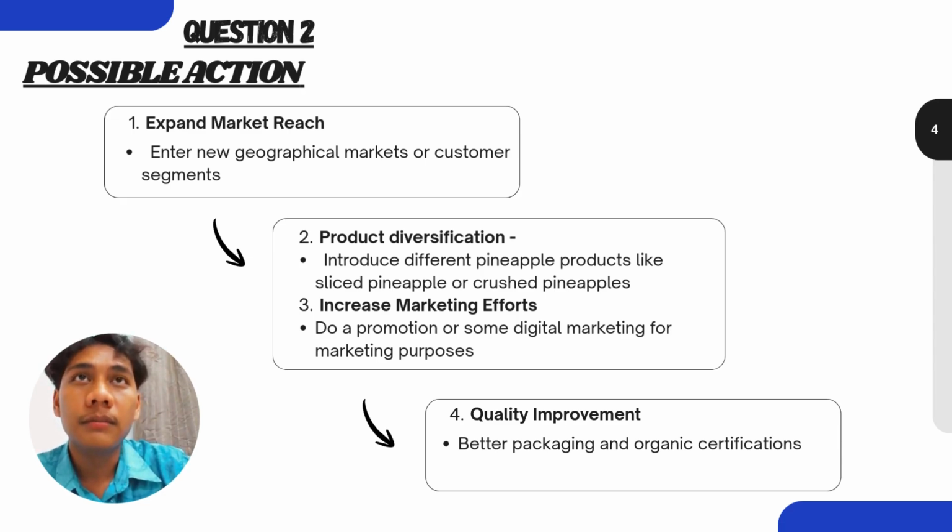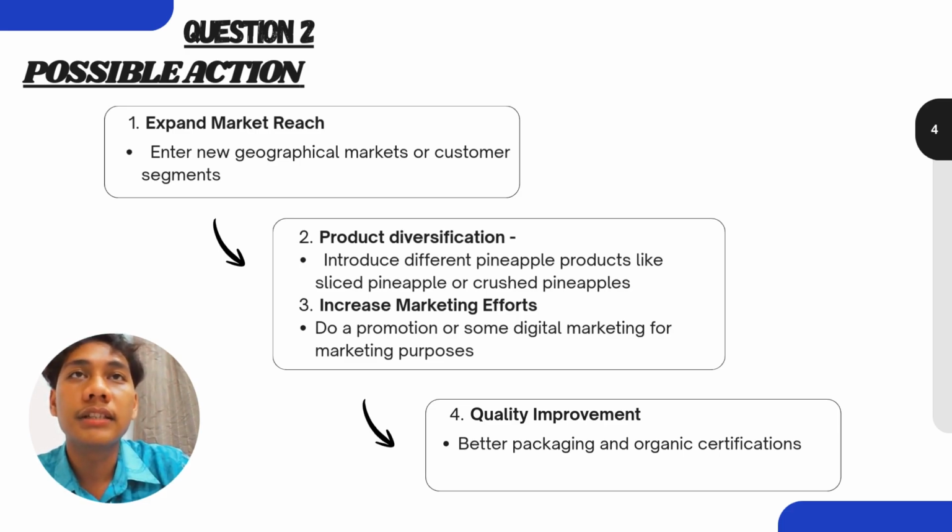So I'll talk about the possible actions to increase sales from 30,000 to 126,000 units. The first one is market expansion. They can sell to more places and more types of customers. For example, they can export their products to neighboring countries like Brunei. Number two is product diversification. They can sell different versions of the products to attract different customers. For example, they can sell sliced pineapple or even crushed pineapples.